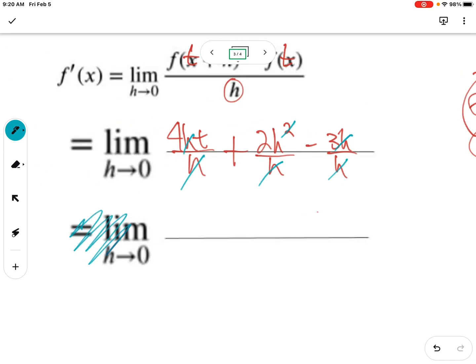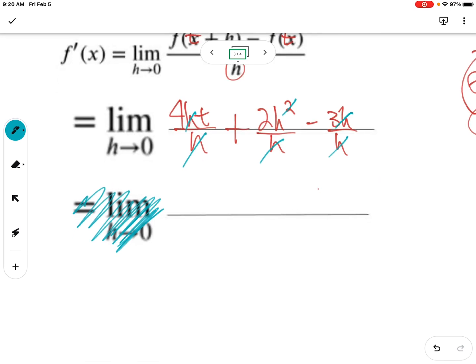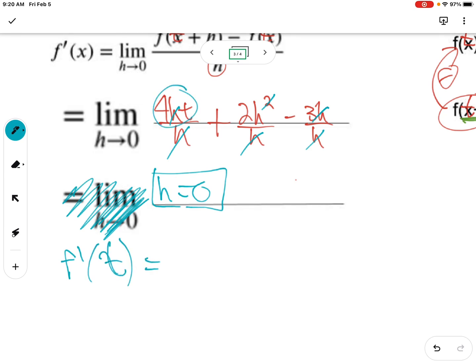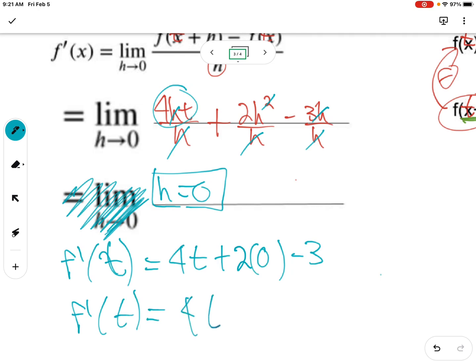Do I have division by h anymore? No. So I have now no need for a limit. I can actually get to h equals 0. I don't have to just get really close to it. It's important for me to state that h equals 0 at this point, and now I can write that f prime of t in this case is 4t plus 2h, and h is worth 0, minus 3. So overall, f prime at t equals 4t minus 3.